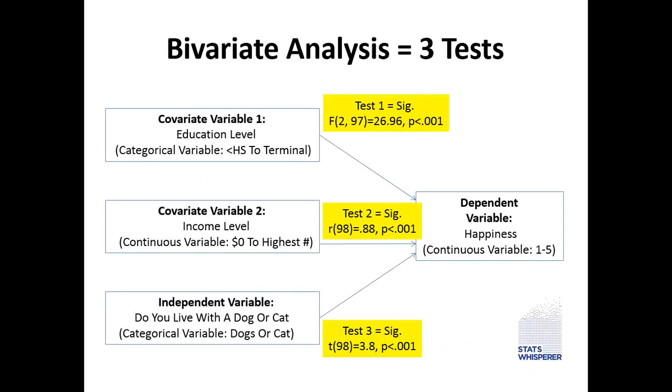Now, last week, in bivariate analysis, we used 3 separate tests to test that model. Right? So we used a one-way ANOVA to see if education level was related to happiness. We used a correlation, our second test, to see if income level was related to happiness. And third, we used a t-test to see if living with a dog or a cat was related to happiness. So 3 separate tests to test this model.